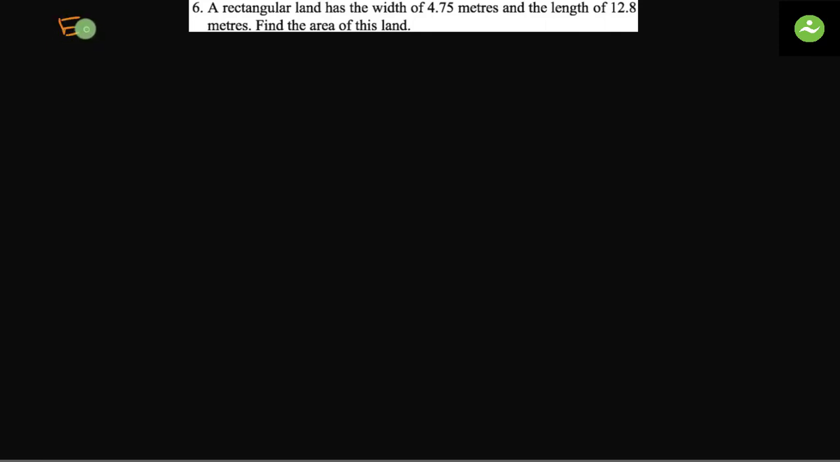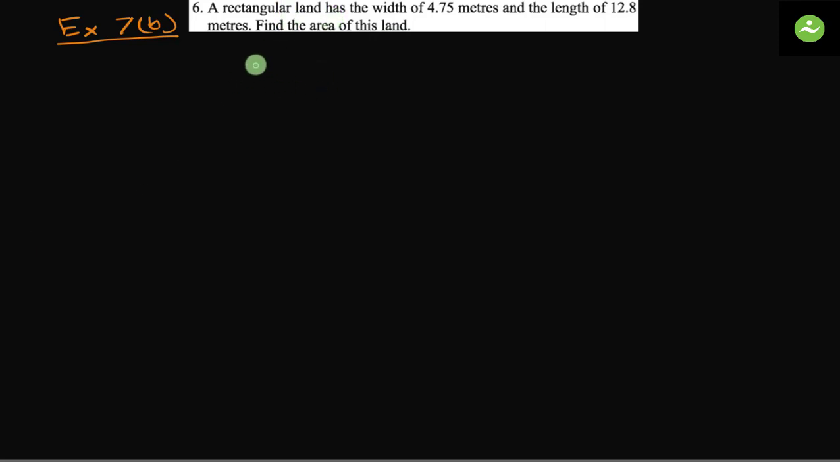Exercise 7b. Question number 6. A rectangular land has the width of 4.7 meters and the length of 12.8 meters. Find the area of the land.